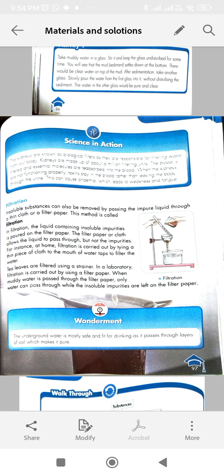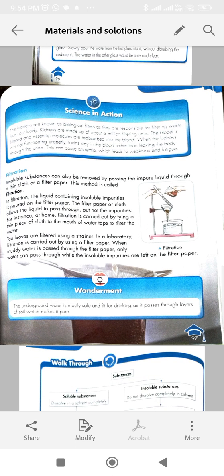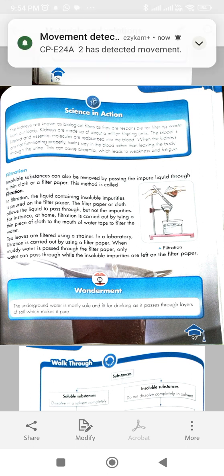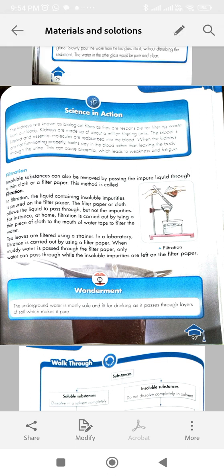The thin cloth or filter paper. This was the filtration. The filter paper or cloth allows the liquid to pass through but not impurities. For instance, filtration is carried out by tying a thin piece of cloth to the mouth of water tap to filter the water. Tea leaves are filtered using a strainer. In a laboratory, filtration is carried out by using a filter paper. When muddy water is passed through the filter paper, only water can pass through while the insoluble impurities are left on the filter paper.